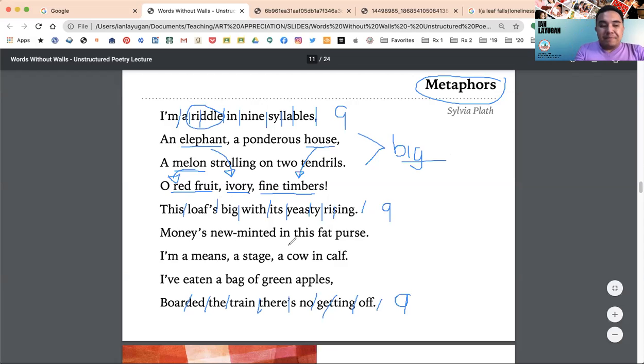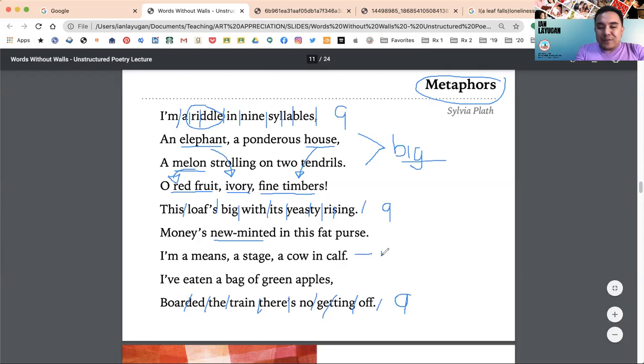"Money is new minted in this fat purse." When a wallet has a lot of money, it becomes fat, while if it is empty, it's very thin. But it's not just any money. New minted means it's freshly made, bagong pera. "I'm a means, a stage, a cow in calf."